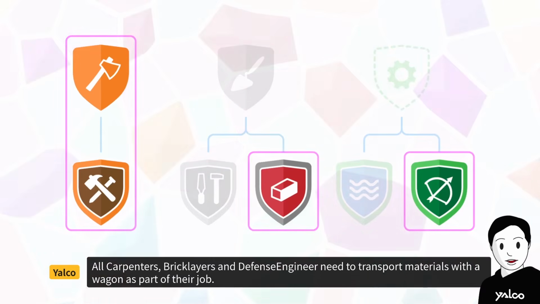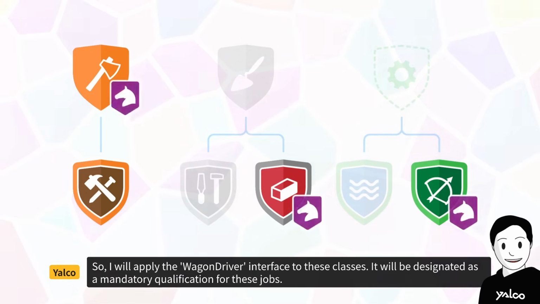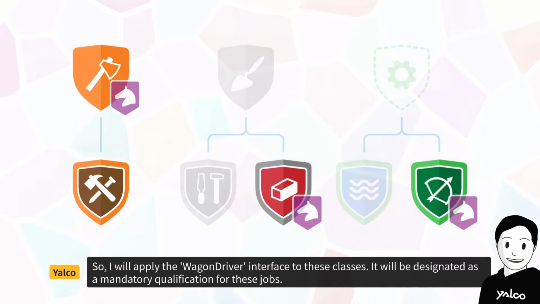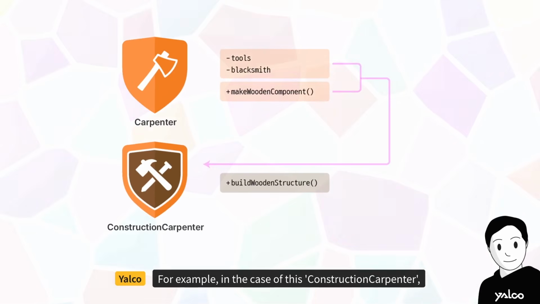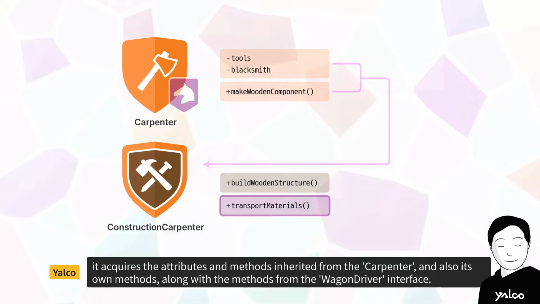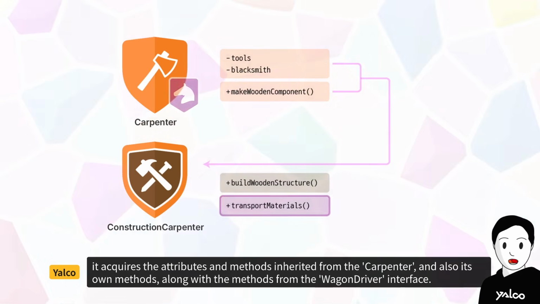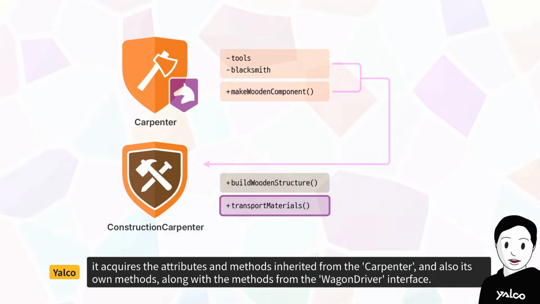All carpenters, bricklayers, and defense engineers need to transport materials with a wagon as part of their job. So, I will apply the wagon driver interface to these classes. It will be designated as a mandatory qualification for these jobs. Now, these 4 classes must implement this transport materials function in their own ways. For example, in the case of this construction carpenter, it acquires the attributes and methods inherited from the carpenter and also its own methods, along with the methods from the wagon driver interface.